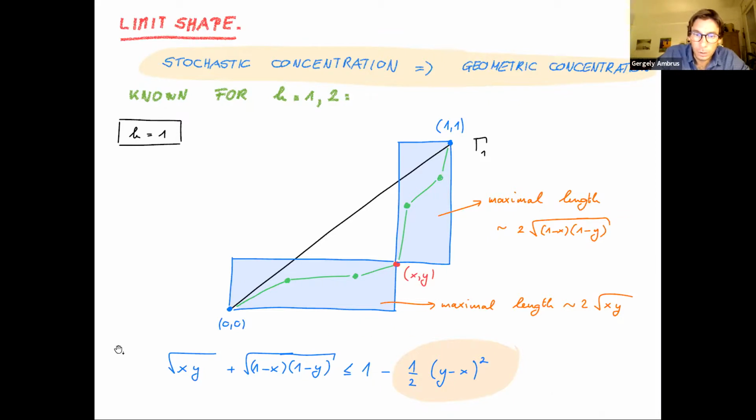And now here is the crucial geometric inequality, which tells us that this quantity, the square root of x times y plus the square root of 1 minus x times 1 minus y, is the largest when this point xy is on this diagonal. And moreover, we have a stability estimate, and one way of formulating it is that we have a stability in terms of y minus x squared. And now this y minus x squared, as we go away from the diagonal, gets larger and larger. So we have some error here.